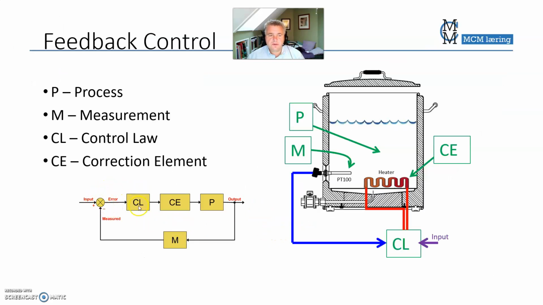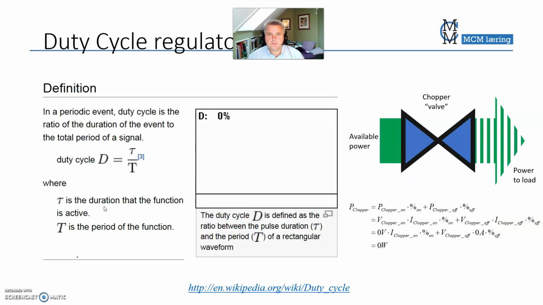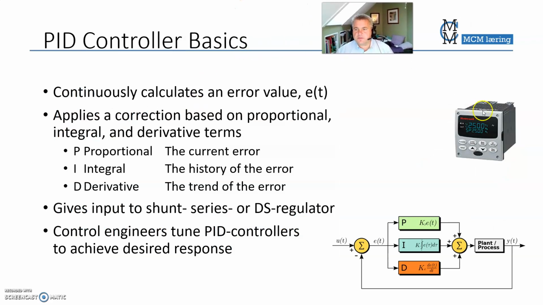The PID controller, just like on-off control, consists of this control law and the arithmetic box there. Here again is a picture of another PID controller, with a process variable, here PV. The PID controller continually calculates the error value e(t), and then applies a correction based on proportional, integral, and derivative terms. It takes the error and multiplies it by a factor KP, and assumes that that would be the correct power to give to the process or the plant.